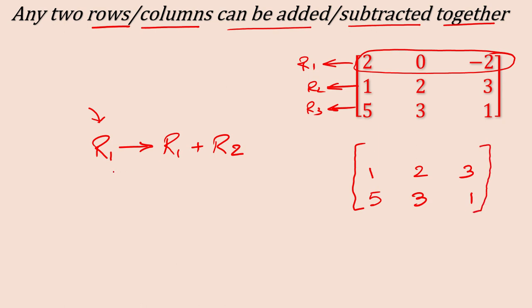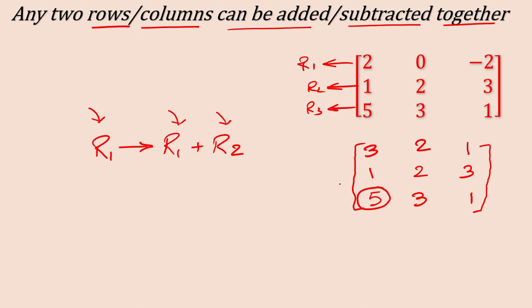Now for the first row, it is replaced by the addition of the first row and the second row. Corresponding elements are added: 2 plus 1 is 3, then 0 plus 2 is 2, and then minus 2 plus 3 is 1. Like this you can add or subtract. Let's take another operation. For example, in place of 5 we want 2. Again, such a requirement will be given in the question, or you will need to calculate it according to the question.